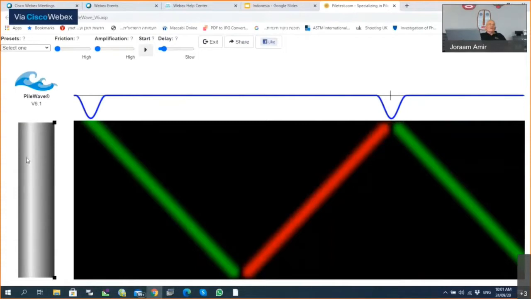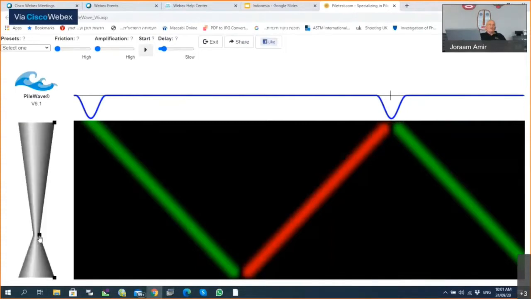Now, what happens if we have some necking? Smaller cross-section. We can show this with our mouse.